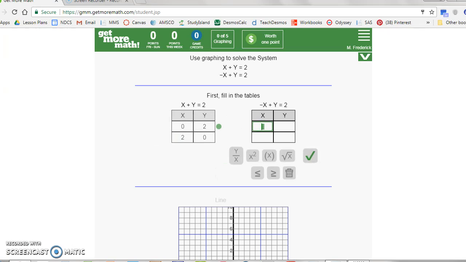Notice that this particular equation is in the standard form of a line. When that happens and we are using Get More Math, it is important to graph both of the intercepts. So let x be 0, let y be 0. Our second equation is in the same format, so we have if x is 0, y must be 2. If y is 0, x must be negative 2 in order to get that positive 2 back.